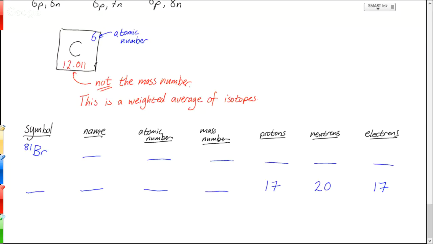So given the symbol, write the name, number, mass number from the information given. You may need to look up the name. Get everything from that. If you need the name.